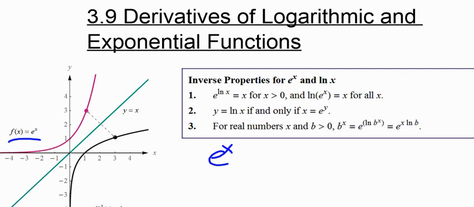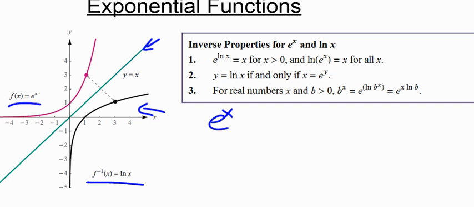And then we have its inverse function. Remember, inverses always reflect across y equals x, the green line that we have here. And then the inverse function is actually being drawn as this black line, and that's how it reflects. And you see the equation for the inverse, f inverse of x is ln of x, natural log.